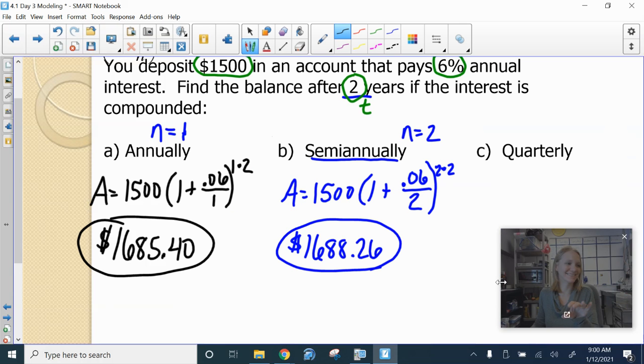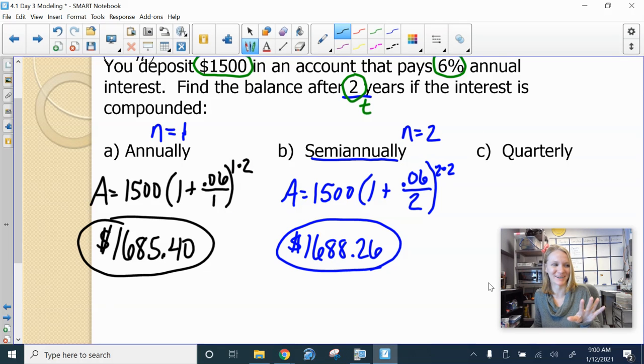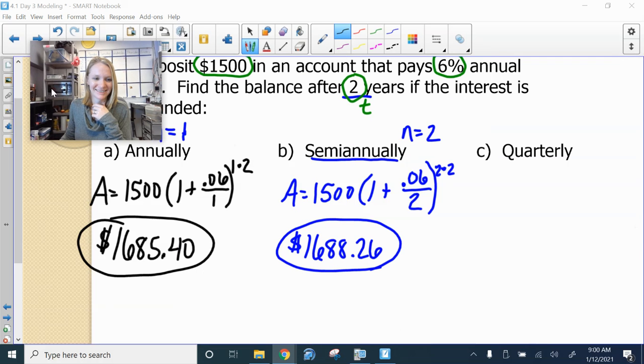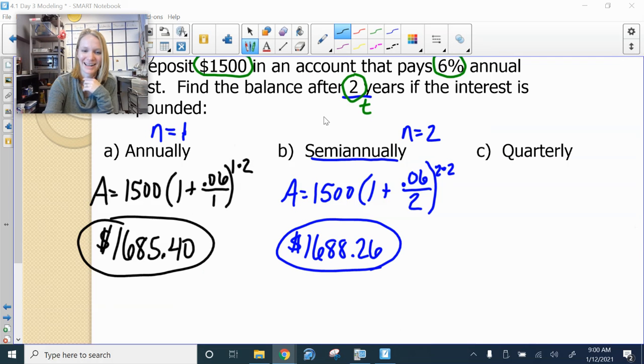That's more like $3 in 2 years, which is probably more like what they'll pay you on interest. They don't want to give you money. It's all a lie. It's all a lie.